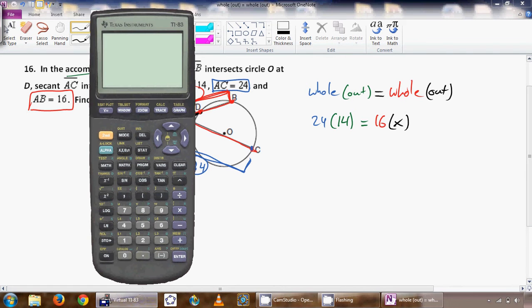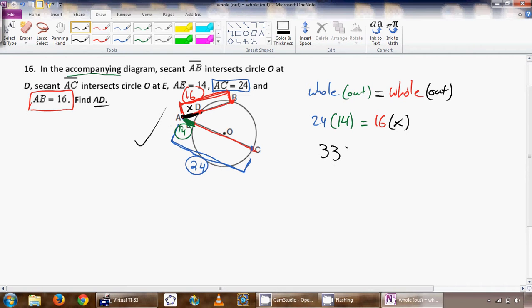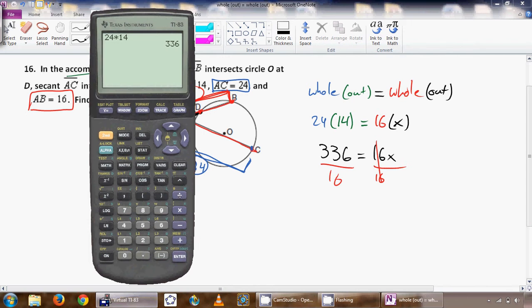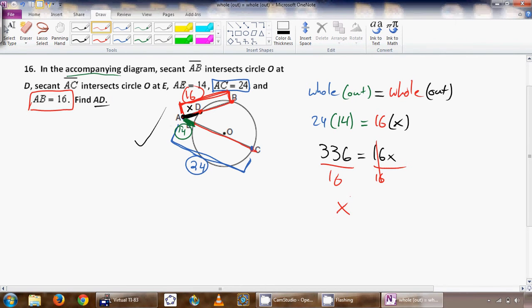Alright, well, let's do the math. Okay, let me reset this calculator. And we're going to be doing the product of 24 and 14, the whole and the outside. So 24 times 14, that gives me 336, and 16 times x is 16x. Solving for x, I'll divide both sides by 16. So consulting my calculator, I'll take my answer and divide by 16. It turns out x equals 21.